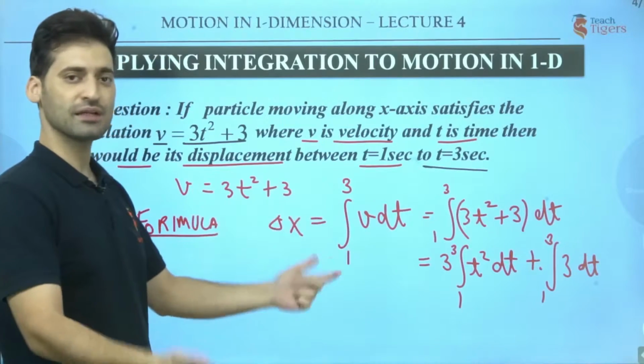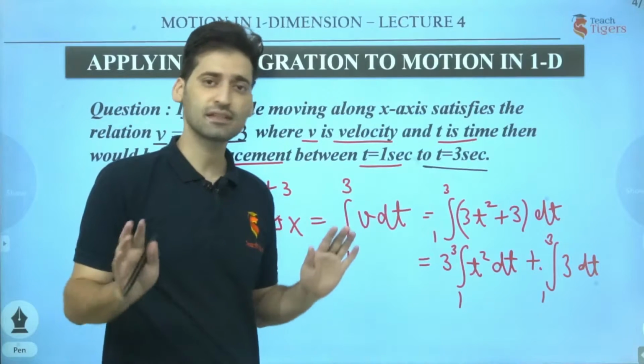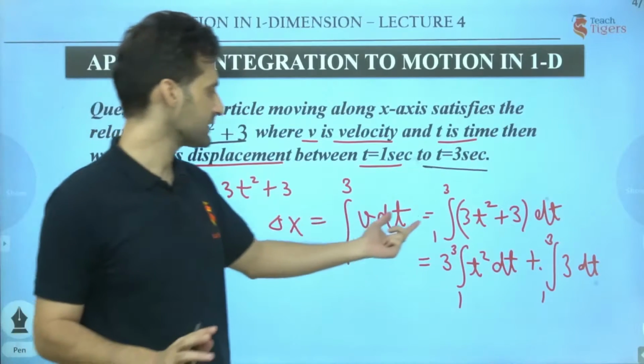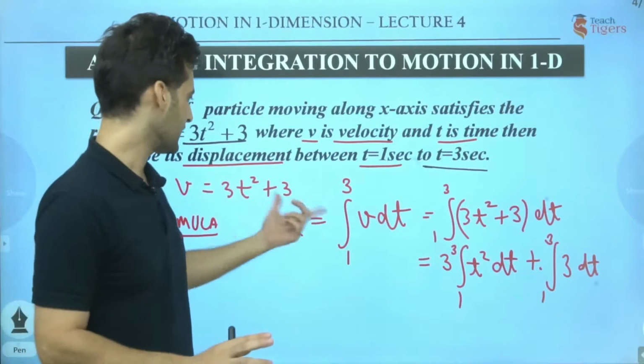Once again, I am repeating, whenever there is a relation between velocity and time, you use this formula, integral of v dt, in order to get the value of delta x, है ना? Delta x over here.